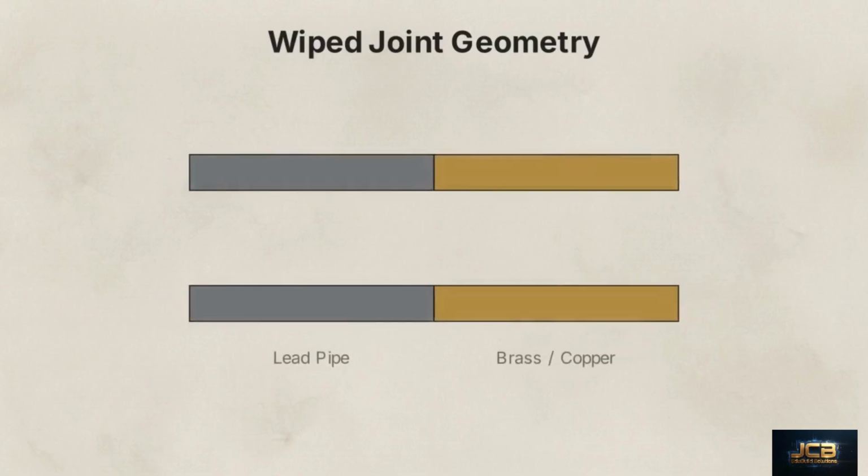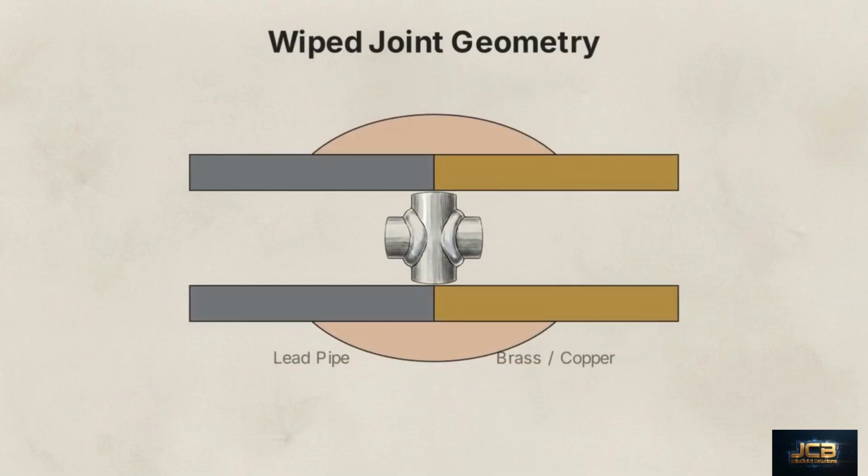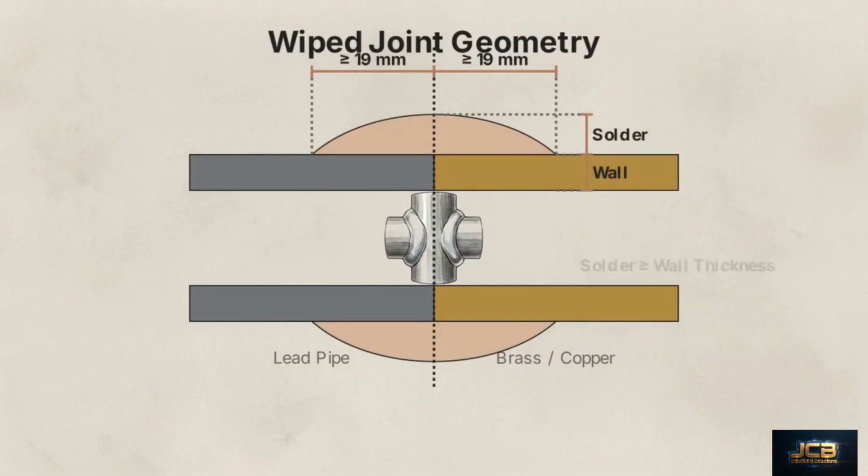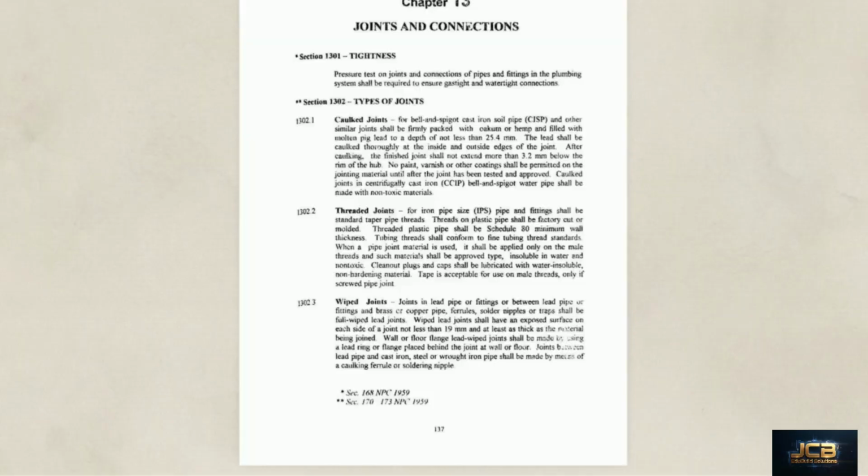Wiped joints, which connect lead pipes or fittings to brass or copper, have their own specific geometry. The exposed surface of the joint must extend at least 19 mm on each side. Additionally, the joint itself must be at least as thick as the material being joined to ensure continuous structural strength.